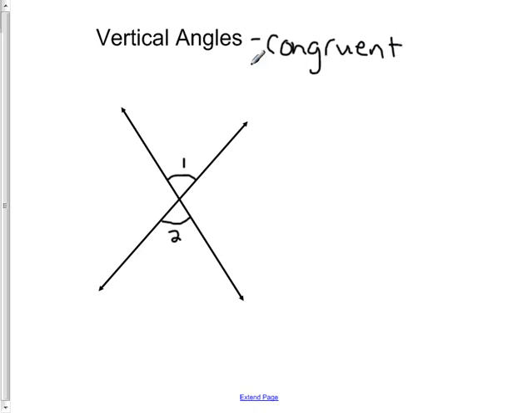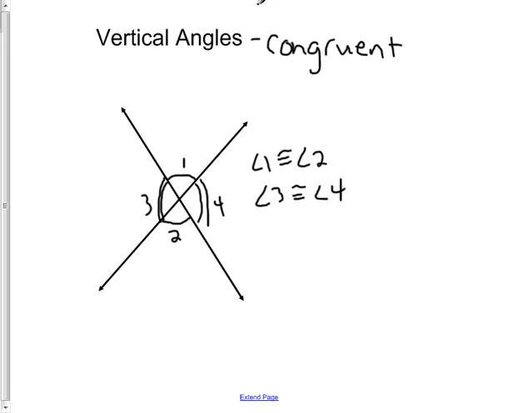And congruent, it means they're the same. They're the same angle measure, the same size. So these vertical angles are always congruent. So 1 and 2 are going to be congruent. And then 3 and 4, we'll call this one 3 and this one 4. These are also going to be congruent. So angle 1, this symbol is congruent to angle 2, and angle 3 is congruent to angle 4.